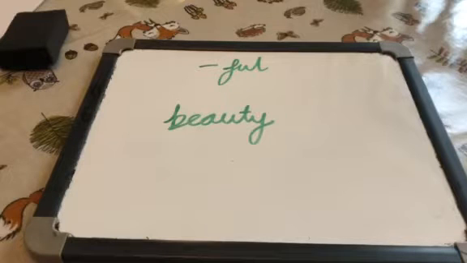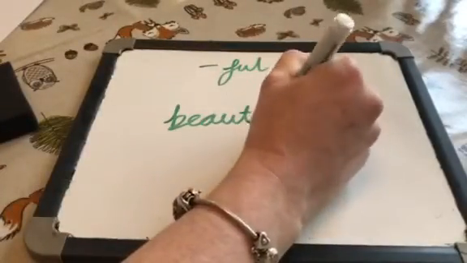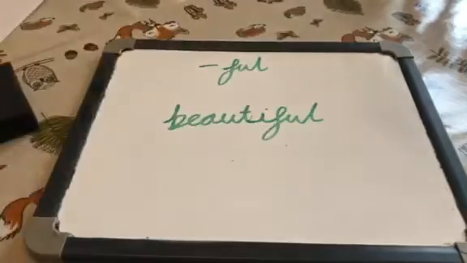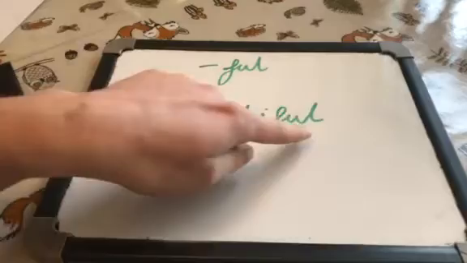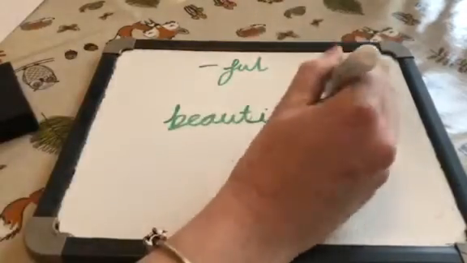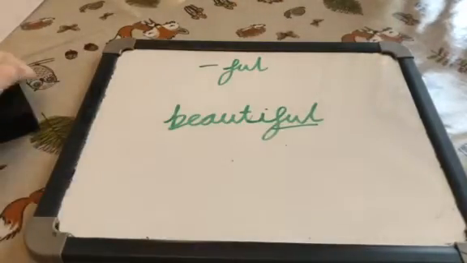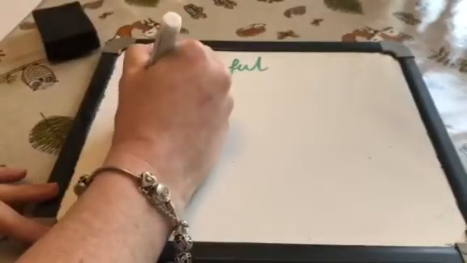Okay, so the rule that we're looking at today is when a word ends with a Y and we want to add the full suffix, what we have to do is we change the Y to an I and then we add our full. So the Y at the end of beauty changes to an I and then we add our full suffix. Can you have a go at adding full to these words?